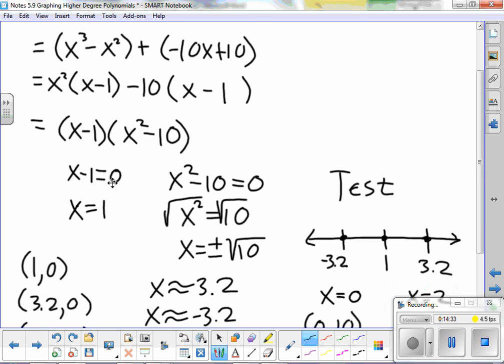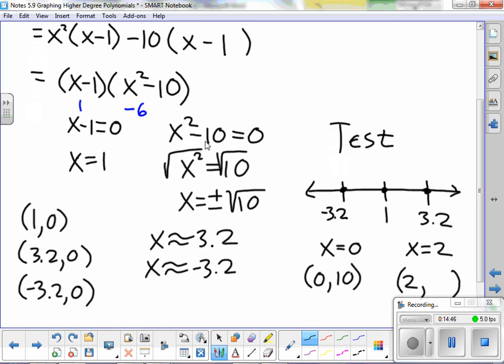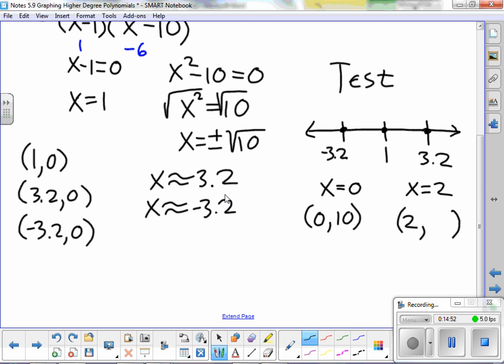Let's go ahead and do it in the factored form. So 2 minus 1 is a 1. So I'll draw this over here. 2 minus 1 is a 1. 2 squared is a 4. Minus a 10 is a negative 6. So 1 times a negative 6 is a negative 6. Let me just double check. 2, 4, negative 6. 2 minus 1 is a 1. Yep, negative 6.